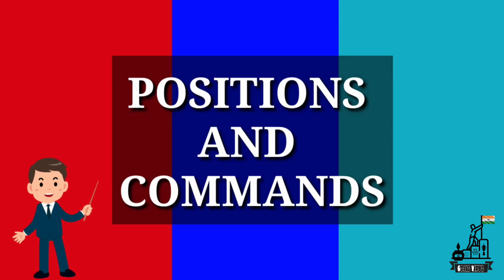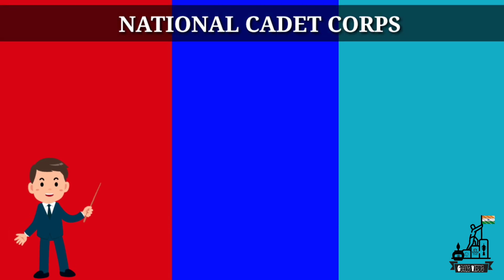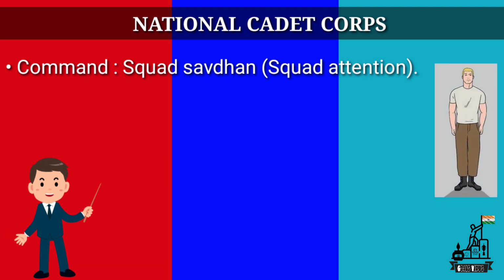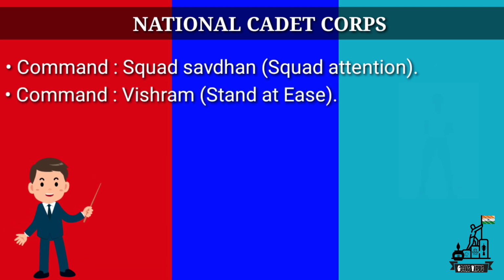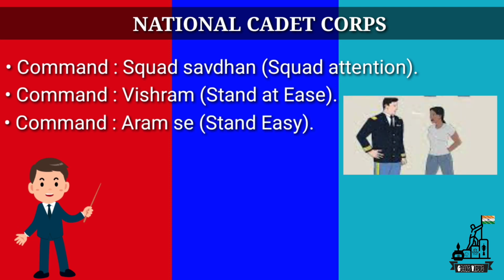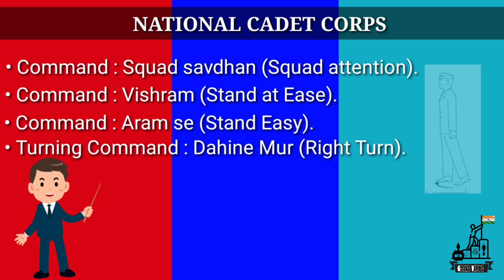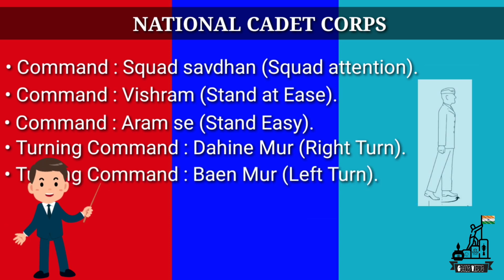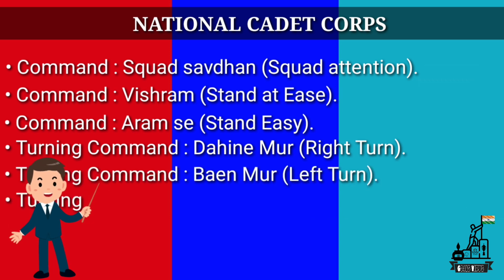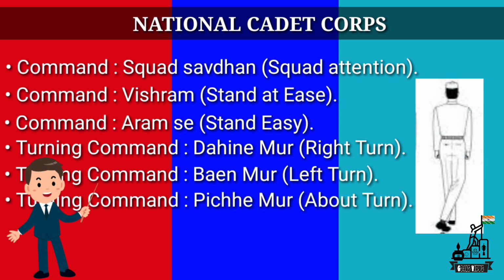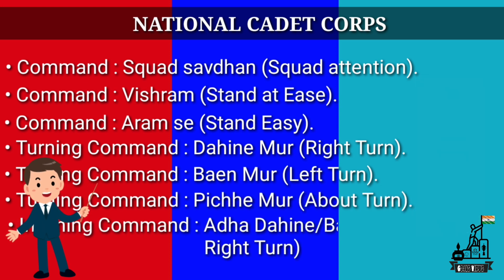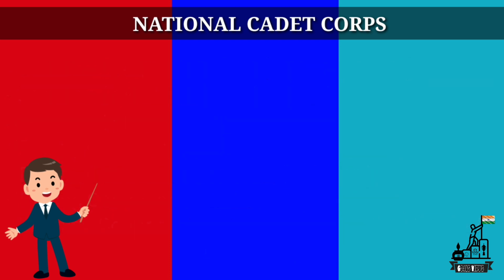As you saw in the thumbnail, we are going to learn about positions and commands. Under this, we have commands like Squad Savdhan, that is squad attention, and Squad Vishram, that is stand at ease, and command Aram Se, that is stand at easy, and turning commands like Daine Mode, that is right turn, and Baya Mode, that is left turn, and Picha Mode, that is about turn, and finally inclining commands like Adha Daine Baya Mode, that is half left and half right movement.